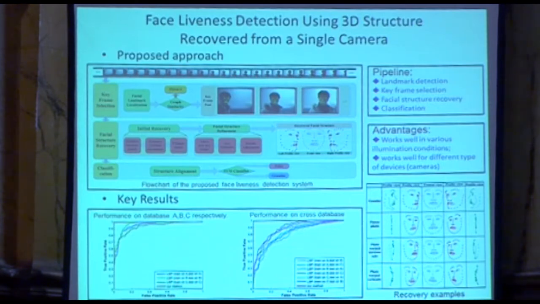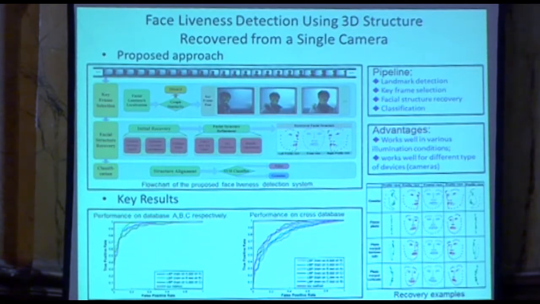We first detect 68 landmarks on the face in each frame and select several frames from the video sequence with maximum pose variations. Then we reconstruct the structure of the face by bundle adjustment and send the 3D face shape into an SVM classifier to decide whether the face sequence is real or fake.